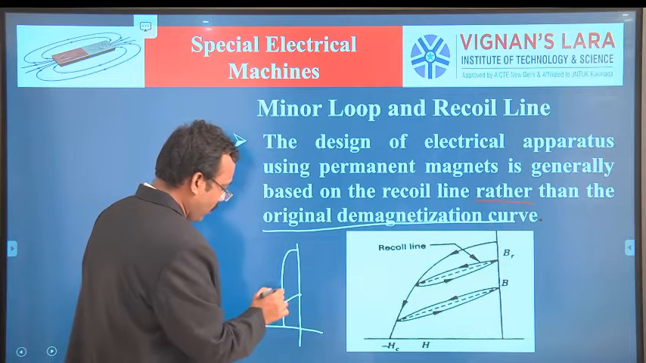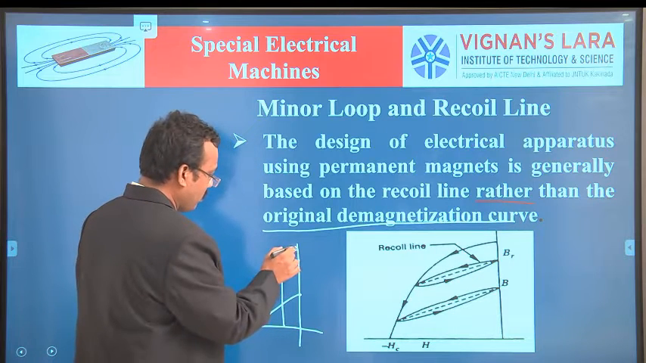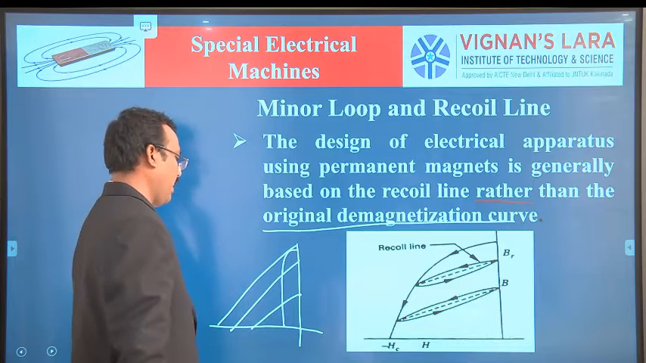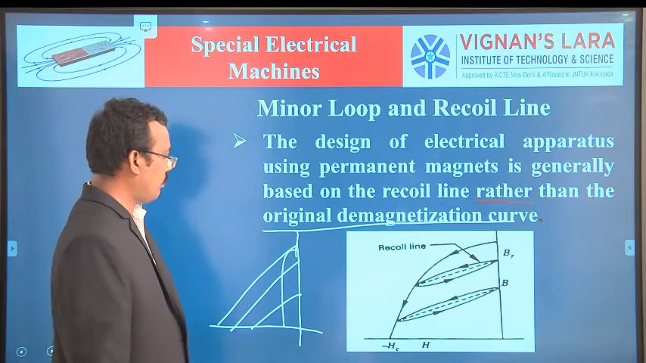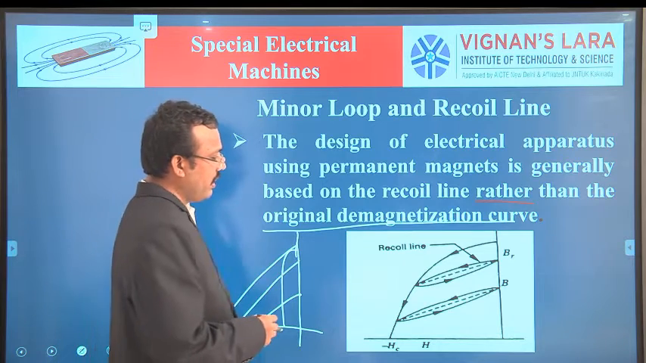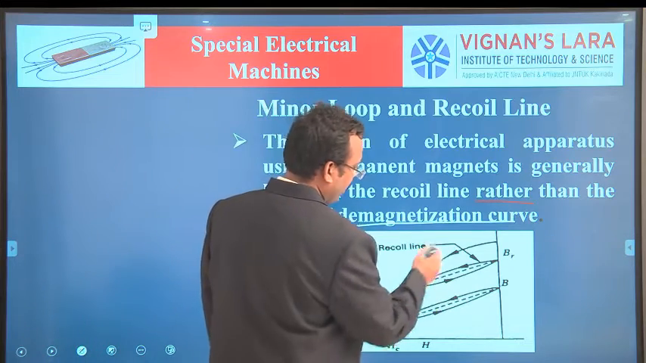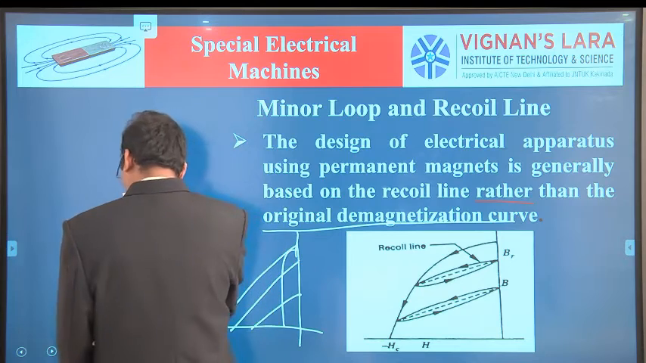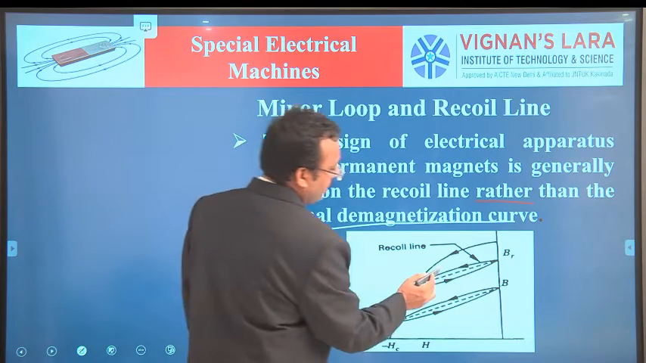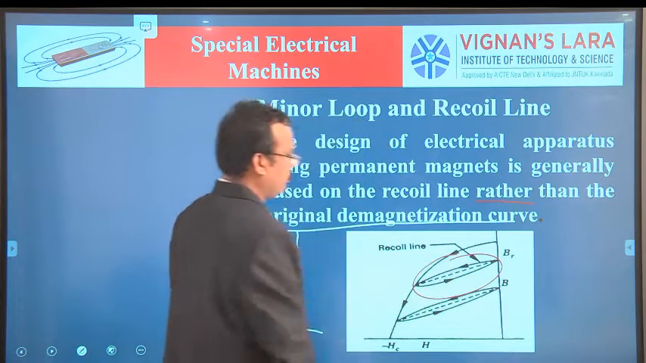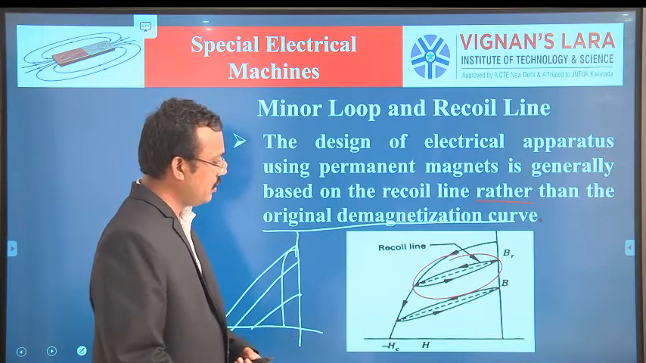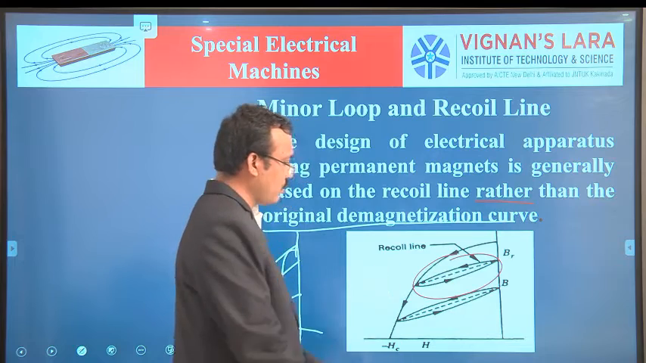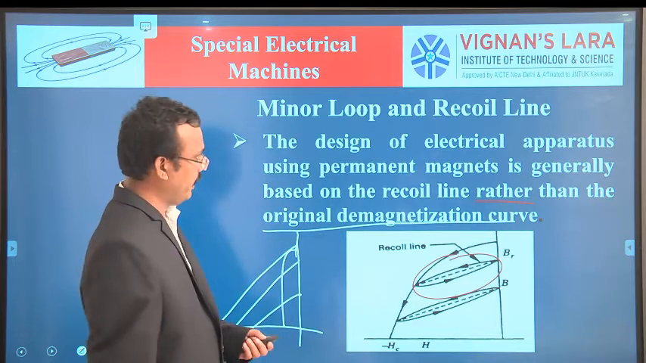Nickel, ceramic, samarium cobalt, NdFeB. This is the original demagnetization curve. But while considering practical application, we consider only the minor hysteresis loop. So we'll see how we obtain the hysteresis loop, the minor hysteresis loop and the recoil line now.